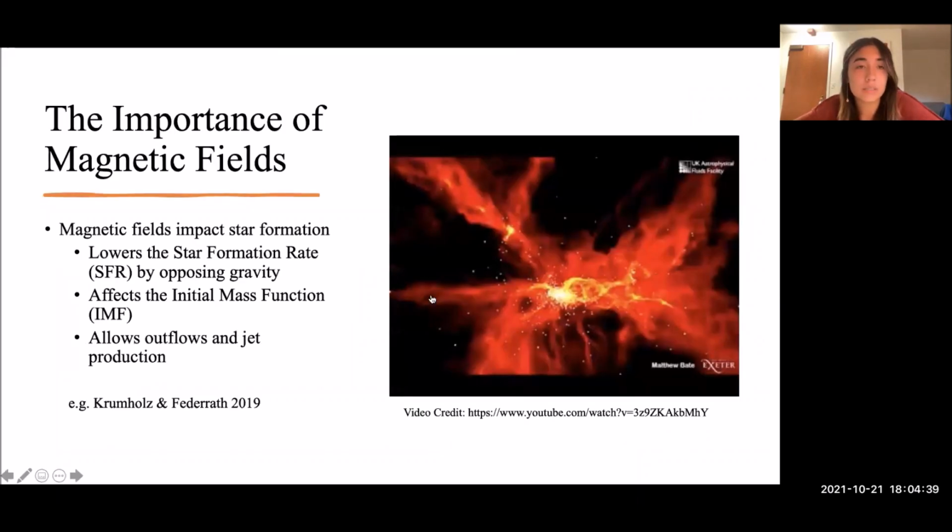So now on to discuss the importance of magnetic fields in star formation. Magnetic fields impact star formation in a few different ways. First of all, they lower the star formation rate by opposing gravity. They also have an effect on the initial mass function that has been studied. They also interact with the environment of the molecular cloud, and they allow things such as outflows and jet production to occur, which can affect the system and the star formation there. I won't play this video right now, but we have one of a large cluster forming if anyone wants to see later with the slides.